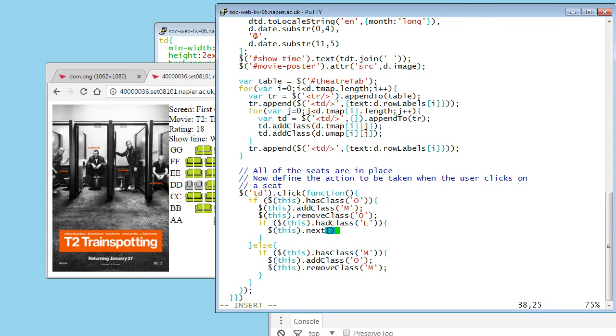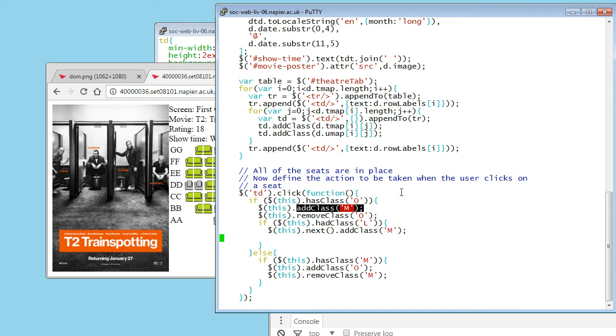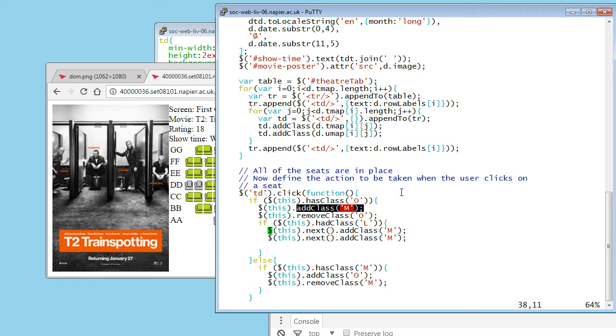Now, if we had a left sofa at the end of the row, that would serve us right. It would book whatever was in the next position. So I'm going to do the same thing. That is add class M, and I'm also going to remove class O. So yank paste dd. So this dot next, I want to remove class O. So M makes it mine, O stops it being free.